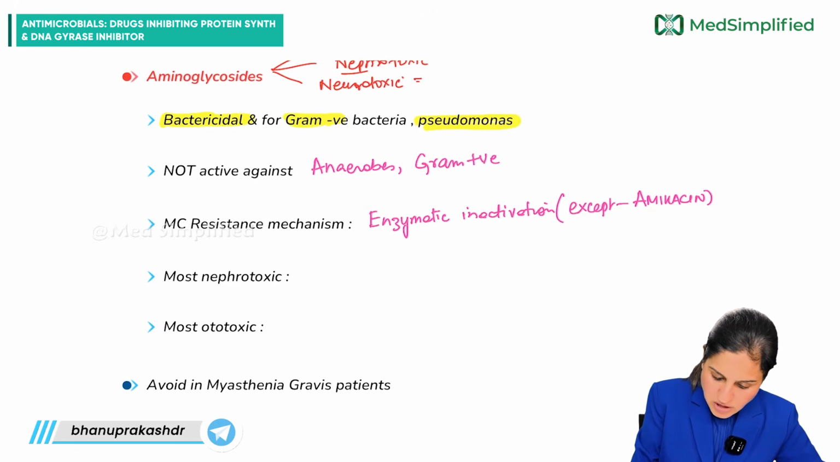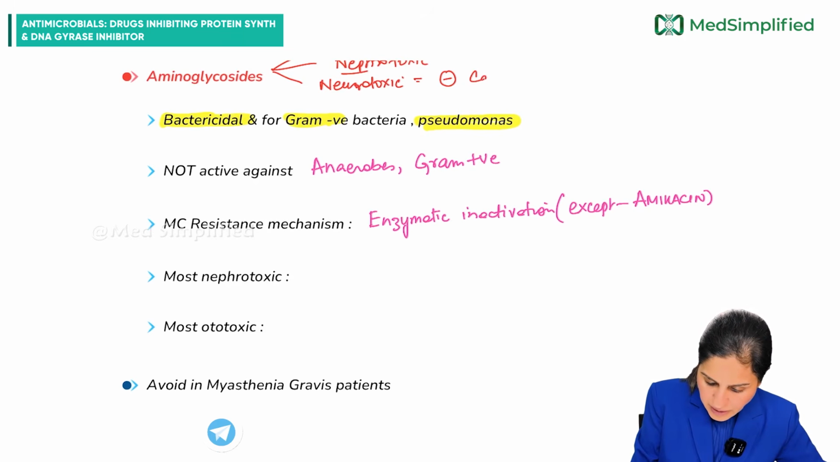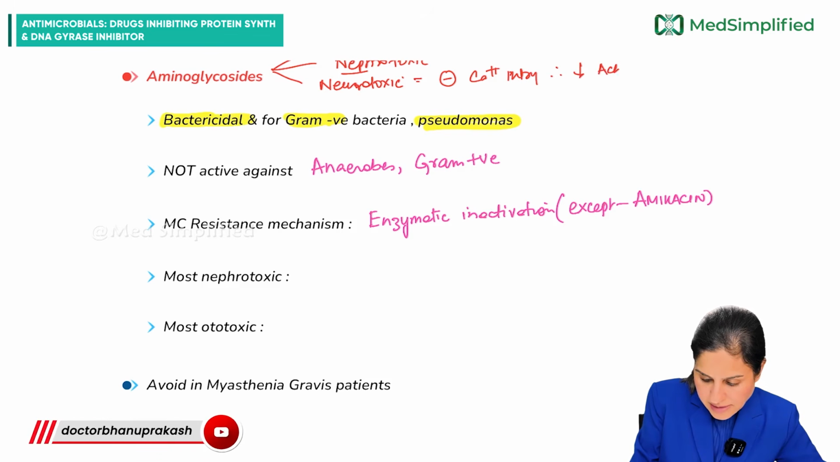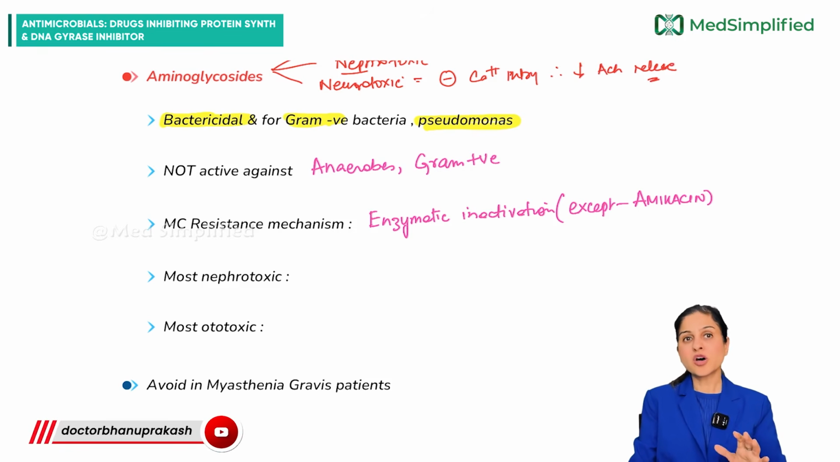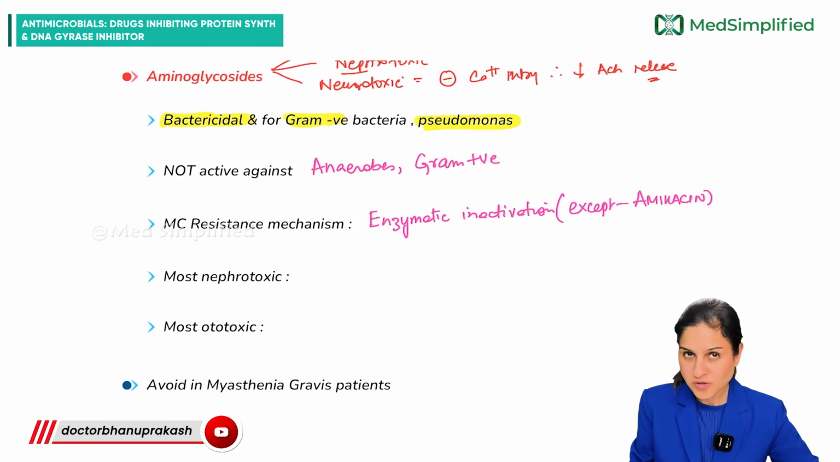Neurotoxicity is because it will inhibit the calcium entry and therefore decrease the acetylcholine release. That's the logic of it being neurotoxic. Therefore, it is not given along with neuromuscular blockers as such.